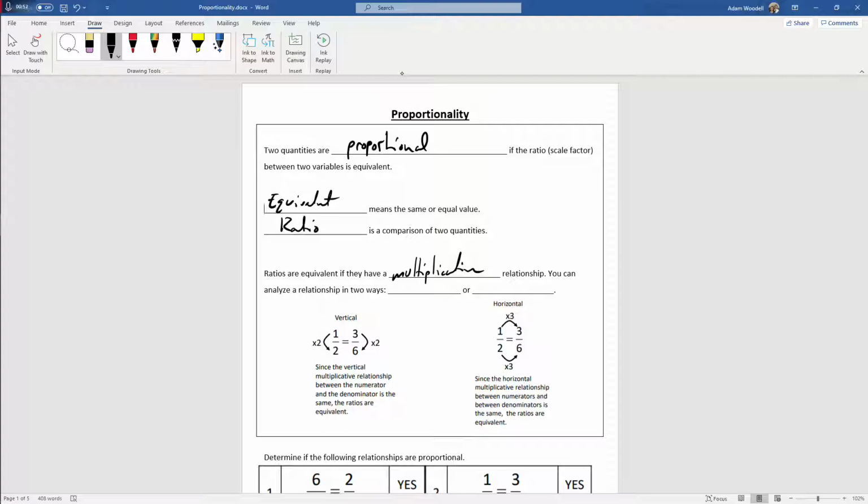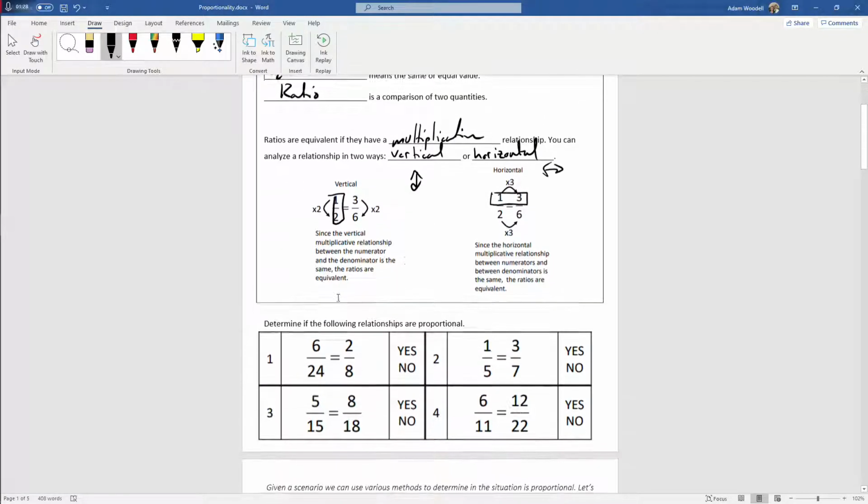You can analyze a relationship in two ways. You can think of it in a vertical sense, or you can think of it in a horizontal sense. Vertical meaning up and down, and horizontal meaning left or right. And when we talk about up and down and left or right, we're talking about the parts of our ratio. So in a vertical comparison, we are comparing the same quantities of a fraction, so the numerator and the denominator of that same fraction, whereas in a horizontal relationship, we're comparing either the numerators or the denominators of the different parts.